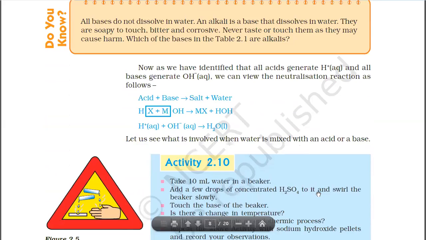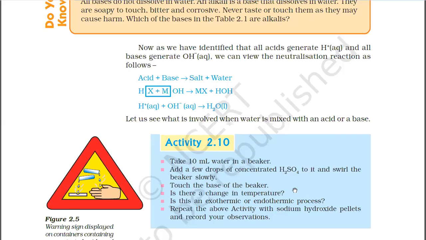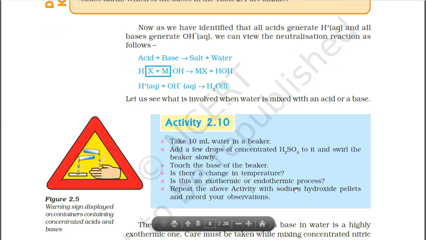Now, we have identified that all acids generate hydrogen ions and all bases generate hydroxyl ions. We can view the neutralization reaction as follows. Acid plus base gives salt plus water. HX plus MOH gives MX plus HOH, which means H+(aq) plus OH-(aq) gives H2O(l). Let us see what is involved when water is mixed with an acid or a base.